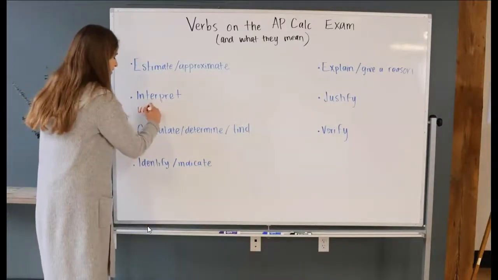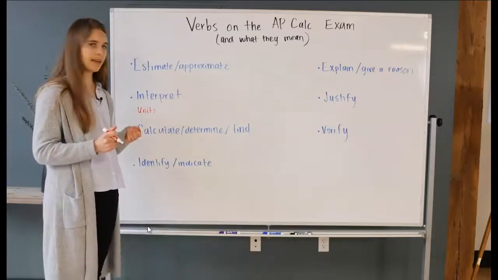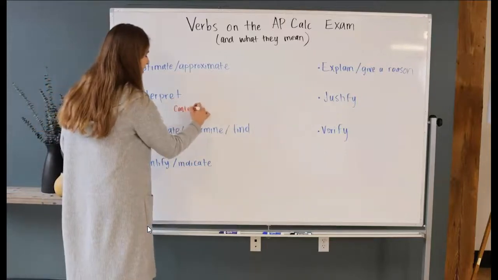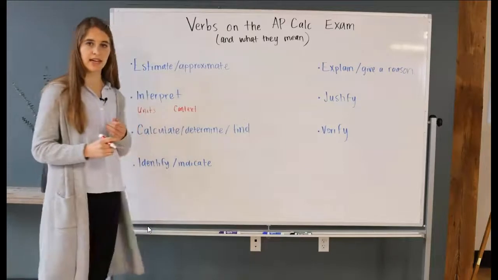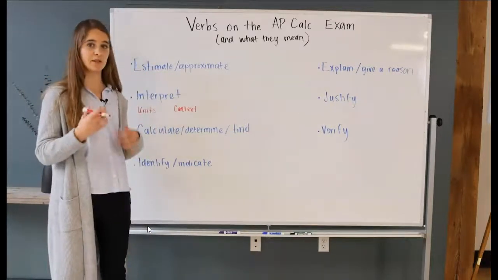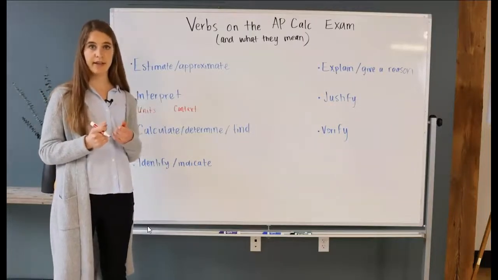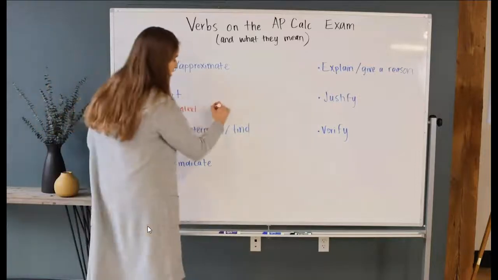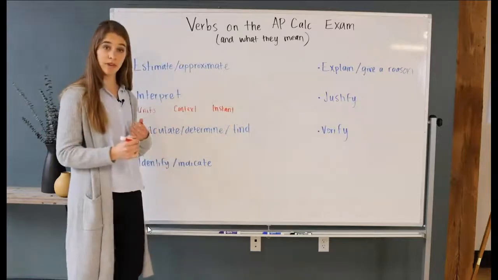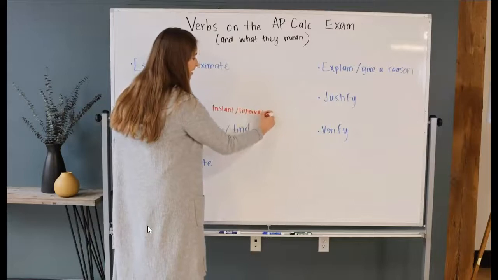First, you have to include units for both your independent and your dependent variable. Next, you have to refer to the context of the problem. So these are the types of questions that are going to have some kind of a real-world context, whether it's about bananas or jelly beans or grass clippings. So you want to make sure you're referring to those in your answer. Finally, you want to make sure that you're referring to the instant if you're interpreting a derivative, or the interval if you're interpreting a definite integral.